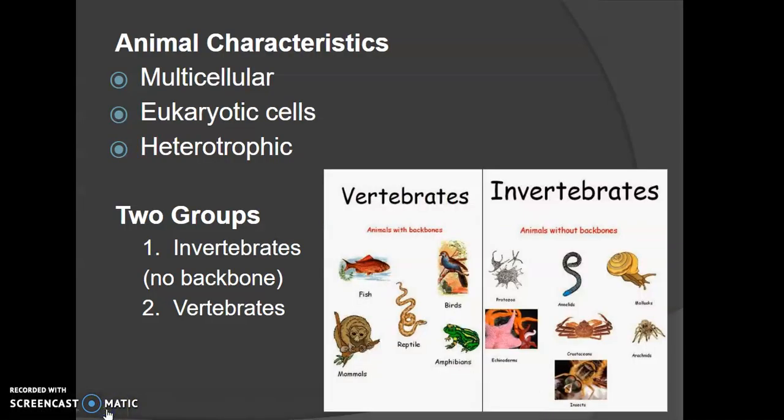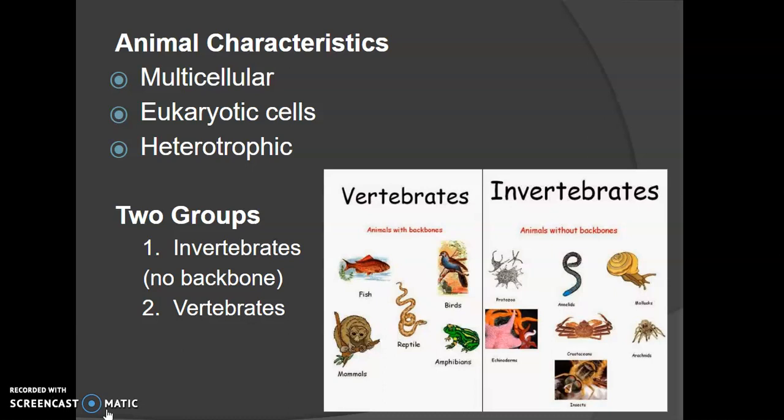So first of all, animals share some characteristics. All animals in the animal kingdom are multicellular, made of many cells. Some of them are very small, but still made of many cells. These cells are eukaryotic, meaning that they have a nucleus, which contains the genetic information. All animals are heterotrophic. Remember, plants are autotrophic. Auto meaning self-feeder. Hetero meaning other feeders. So they have to take in food from another source.